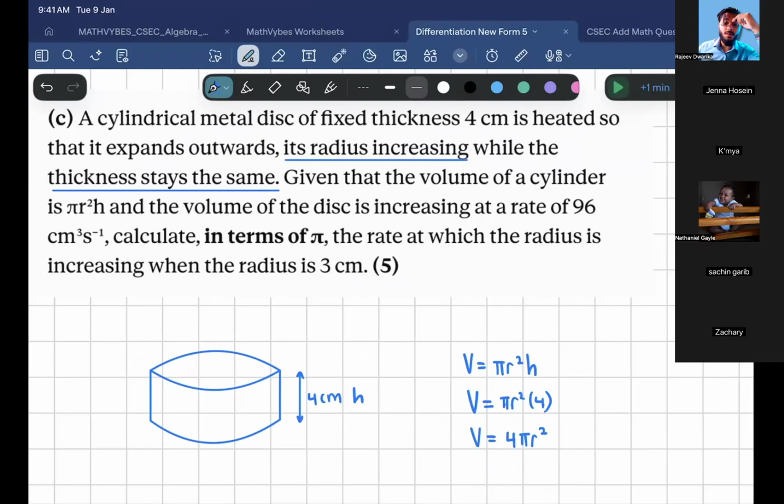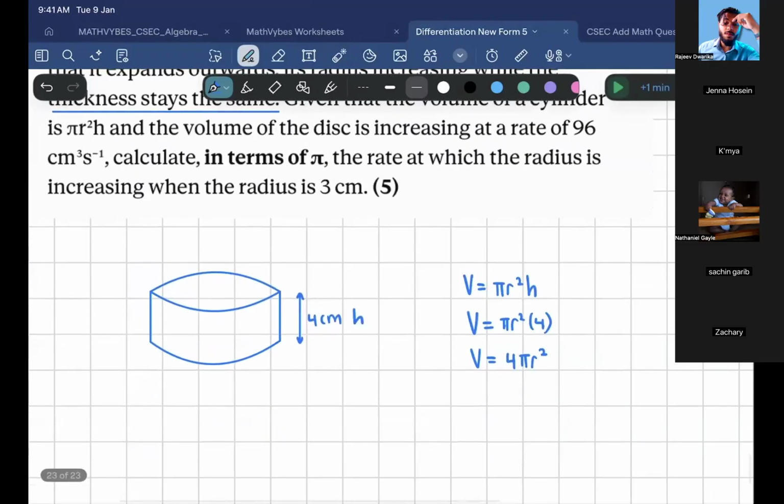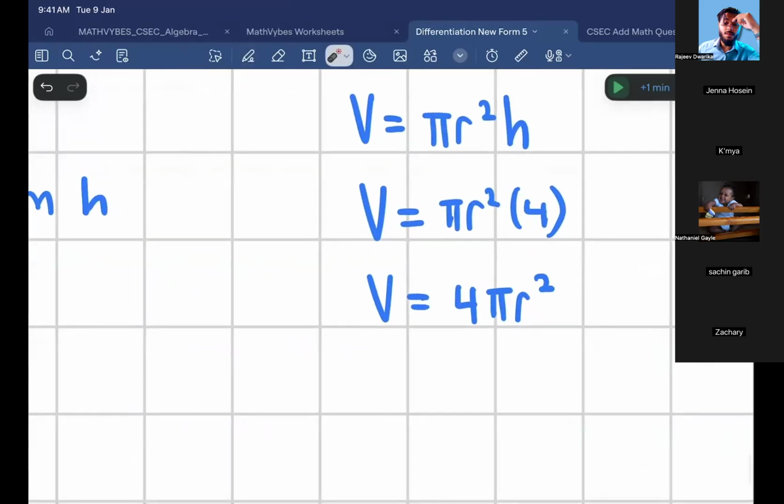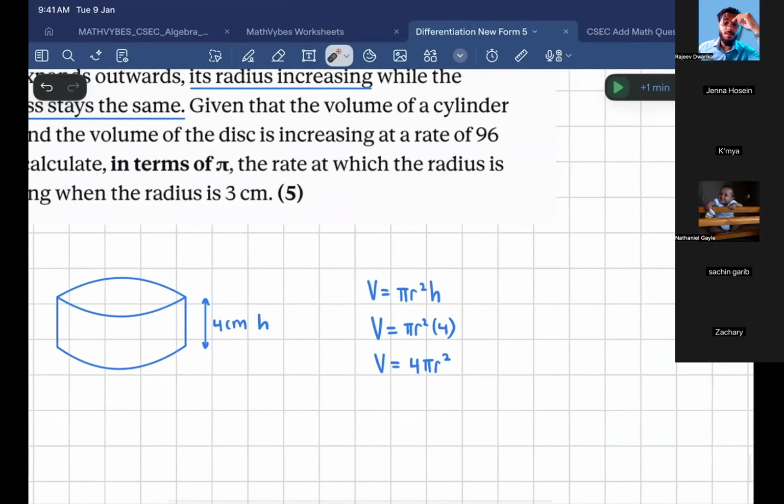And furthermore, Jenna, what's the only thing you could differentiate that with respect to? Height? No, but height is a constant. You can't differentiate it with respect to height. What's the variable here? Radius. With respect to radius. Exactly. So you're going to differentiate volume with respect to radius because that's the only variable they have. So maybe you might have to find dV/dr, right?